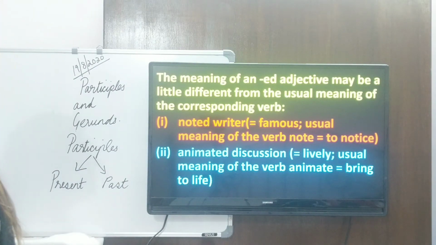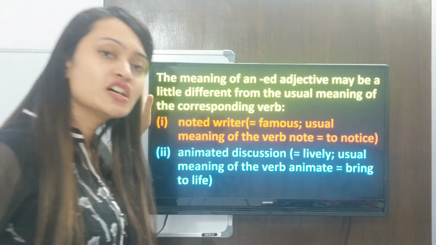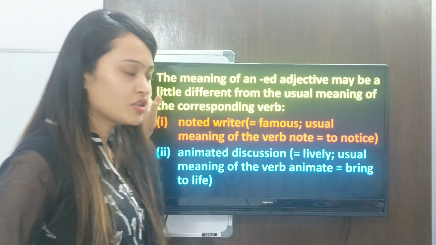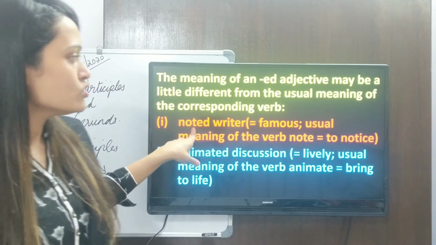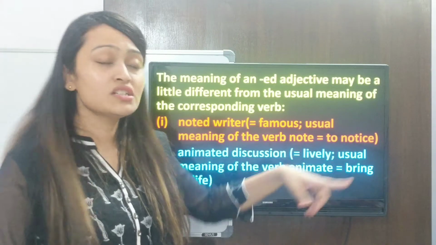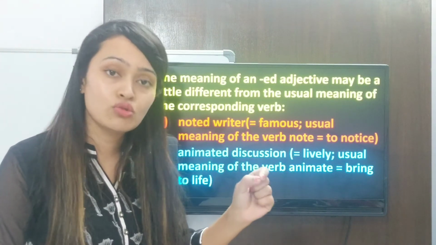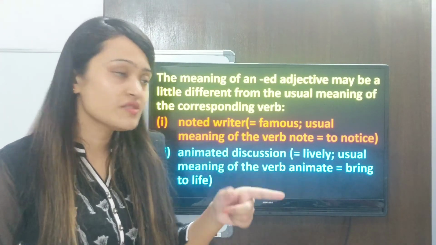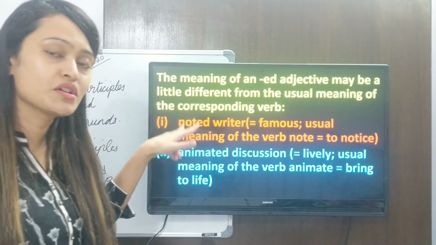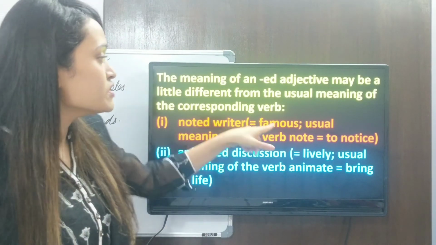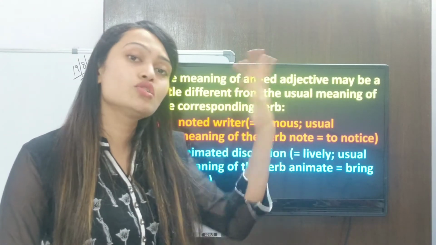The meaning of an ed adjective may be a little different from the usual meaning of the corresponding verb. Now this is the first exception. The first exception is "noted writer." Now children, do you know the meaning of note? Note means to notice, to make a note of something, to observe something. Whereas "noted writer" means, when you use it as a past participle, famous, unusual.